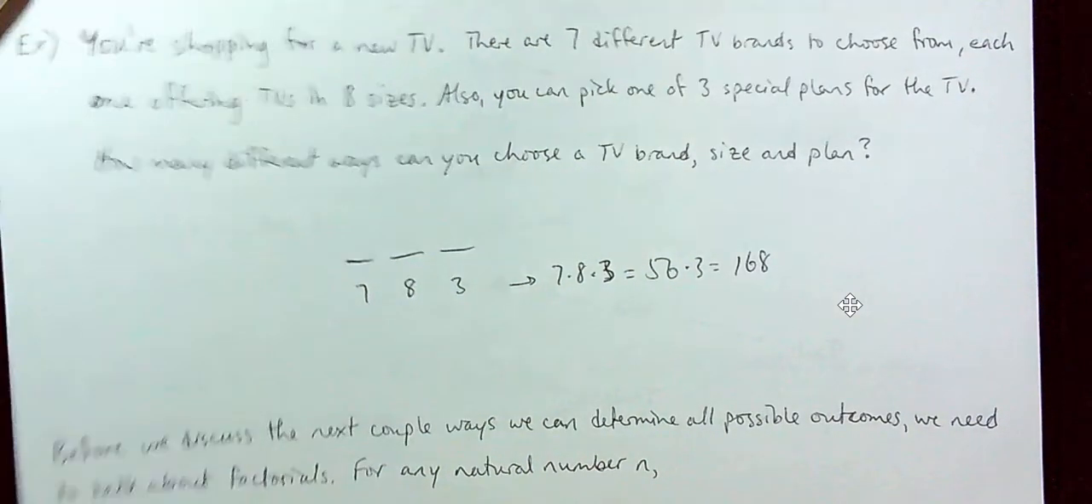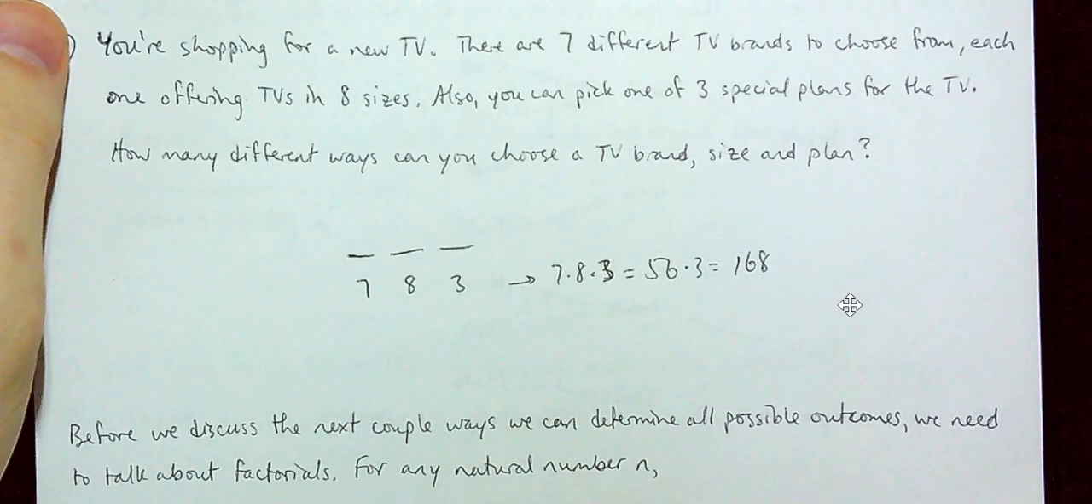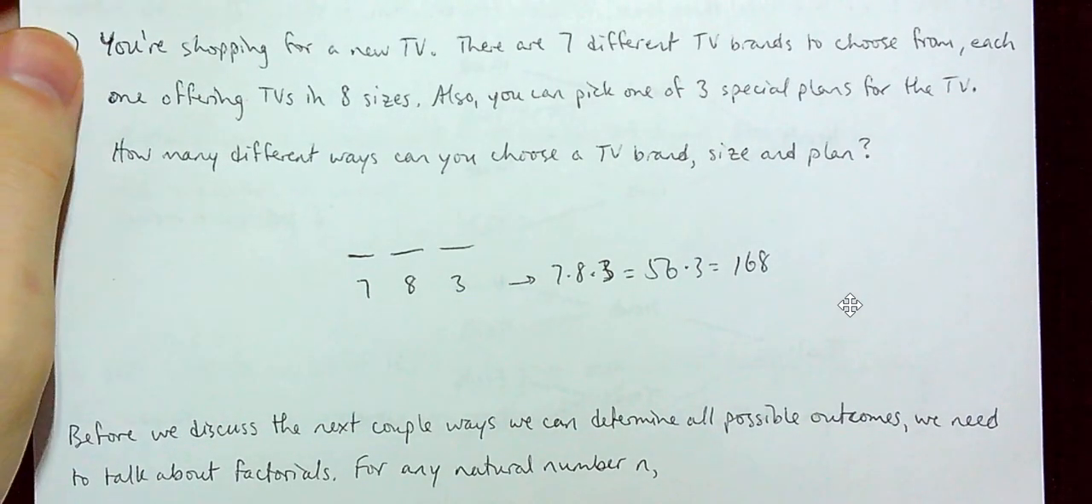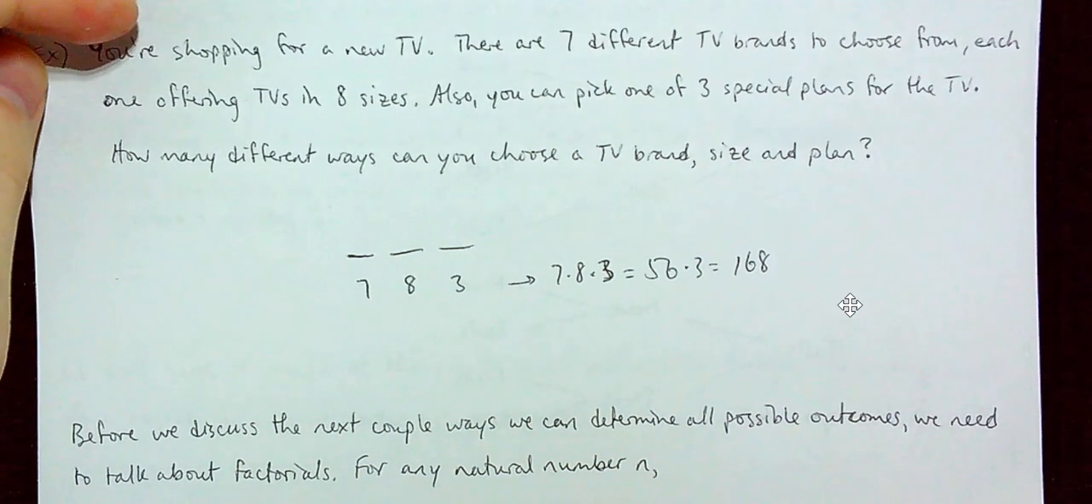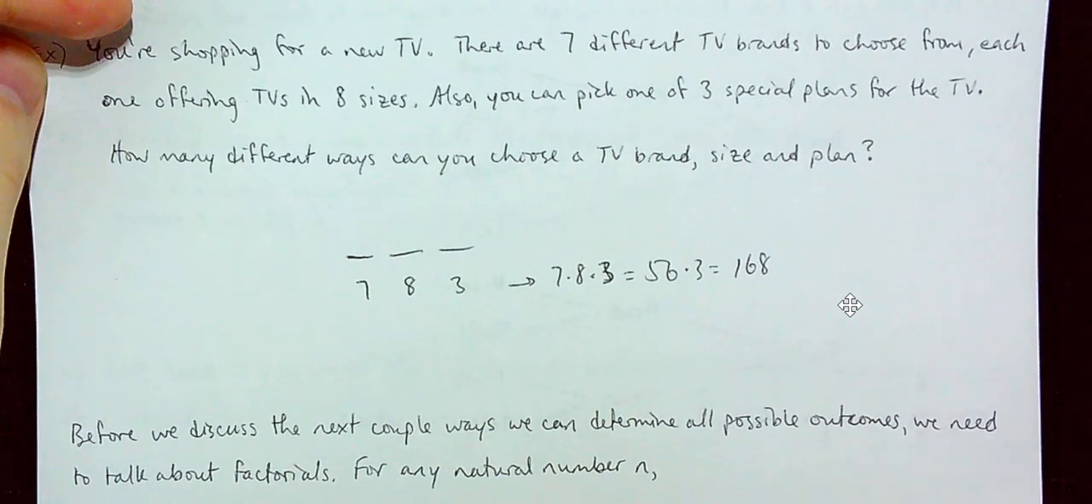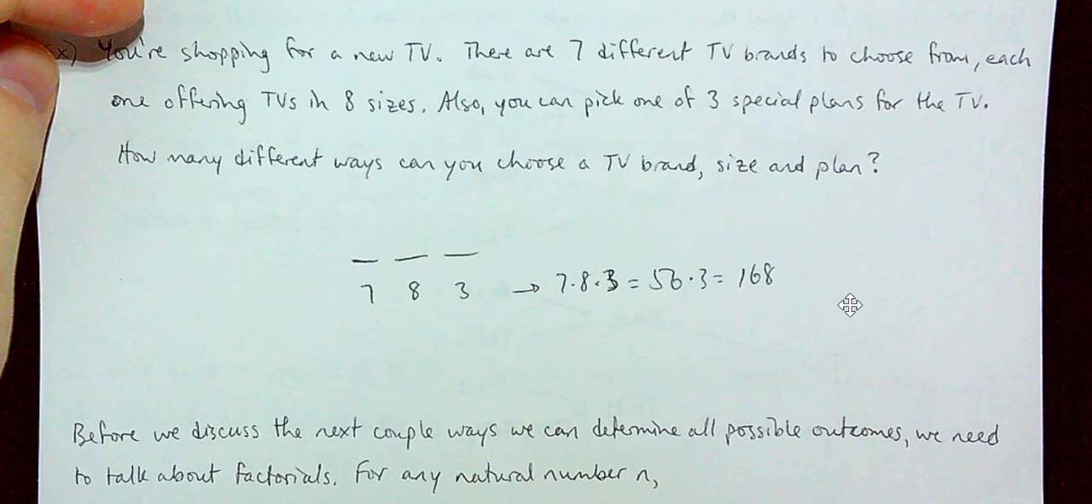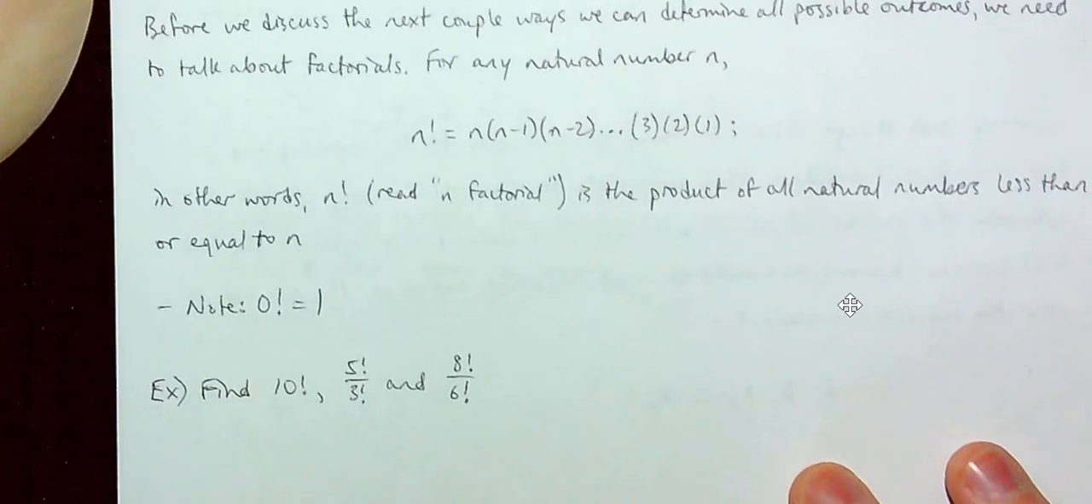So that was the fundamental counting principle. This is one technique we can use to determine all of the possible outcomes in a sample space.